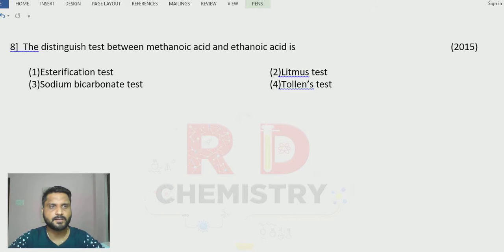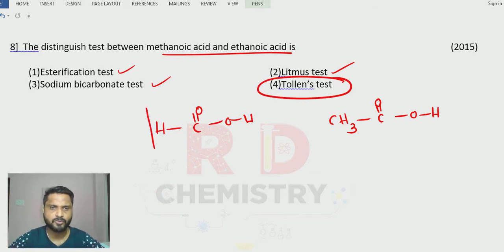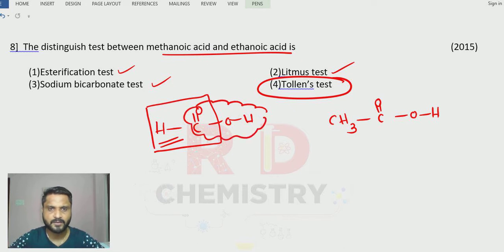Question number 8. Distinguishing test between methanoic acid and ethanoic acid. Methanoic acid is formic acid, HCOOH, and ethanoic acid is acetic acid, CH3COOH. Both are carboxylic acids, but we have to distinguish them. Esterification, sodium bicarbonate and litmus tests are answered by both carboxylic acids. Tollens' reagent is the answer. Why? Because formic acid contains two functional groups, one is the aldehyde and the other is the carboxylic acid. Whenever an aldehyde is there, it can answer the Tollens' test. So the answer is option number 4.